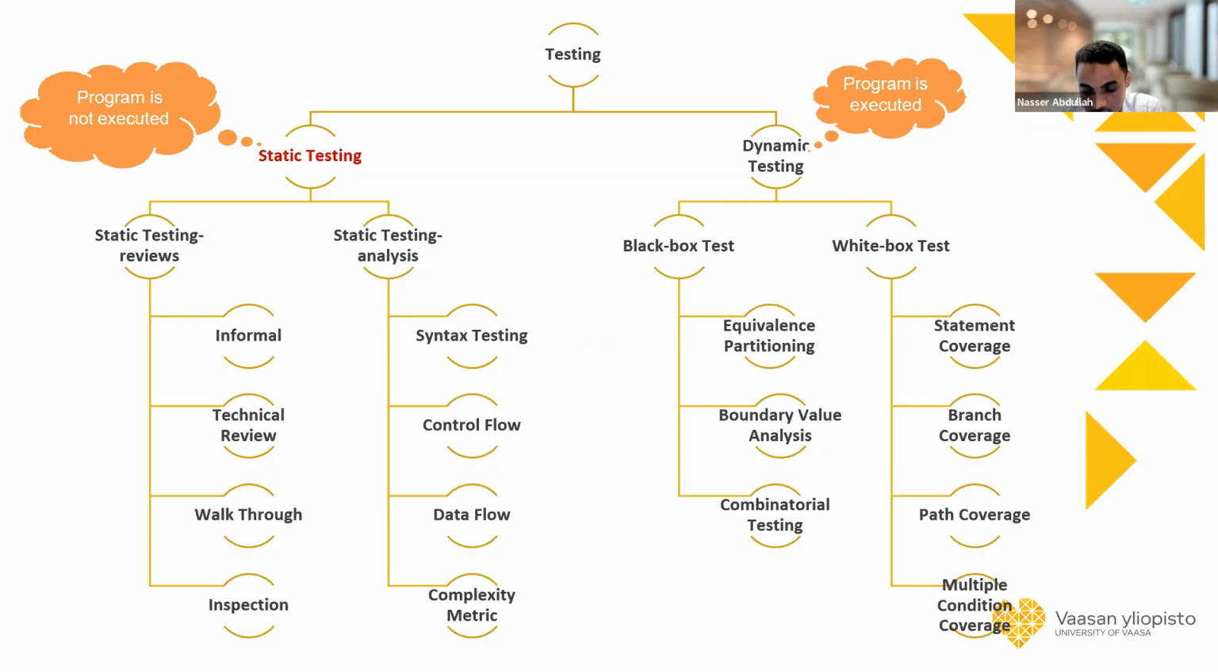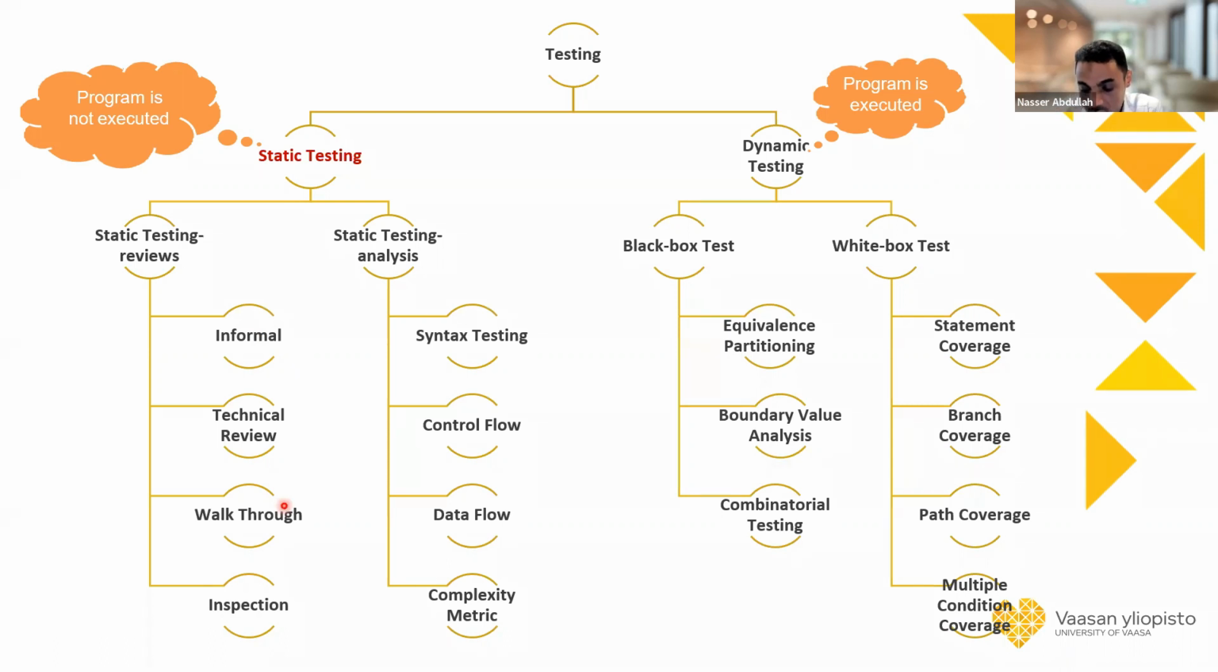Okay, under static testing, we have static testing review, and the second one, static testing analysis. We have different types of review. If we talk about review, that means we are reviewing something: reviewing the code, reviewing the documents. So just review, survey, or check that document. We have different types, formal and informal. The first type of review is informal, and then the rest are formal.